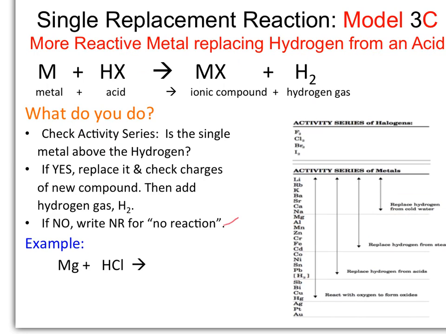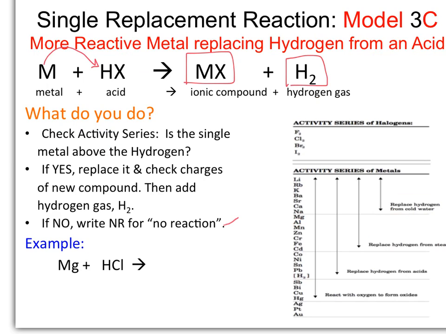Model 3C of the single replacement reaction series is when a more reactive metal replaces hydrogen from an acid. You can see in this case the metal is going to try to replace the hydrogen. If it can, it will make an ionic compound, and then the hydrogen gets kicked out. Of course, it's diatomic, so it gets that subscript of 2.